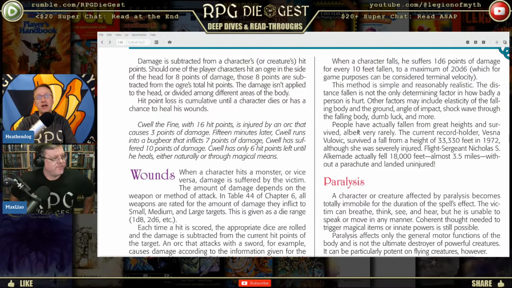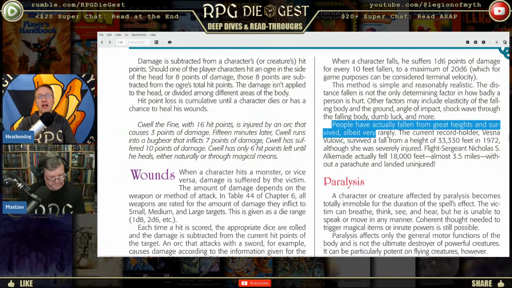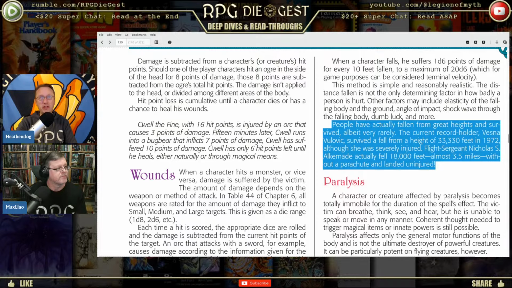Yeah, but because the person who wrote this game, or this part of it anyway, knew you would be here, we have this last paragraph. People have actually fallen from great heights and survived, albeit very rarely. The current record holder, as of the writing of this book, Vesna Vulovic, survived a fall from a height of 33,330 feet in 1972, although she was severely injured. I believe she was a flight attendant of a plane that broke apart.